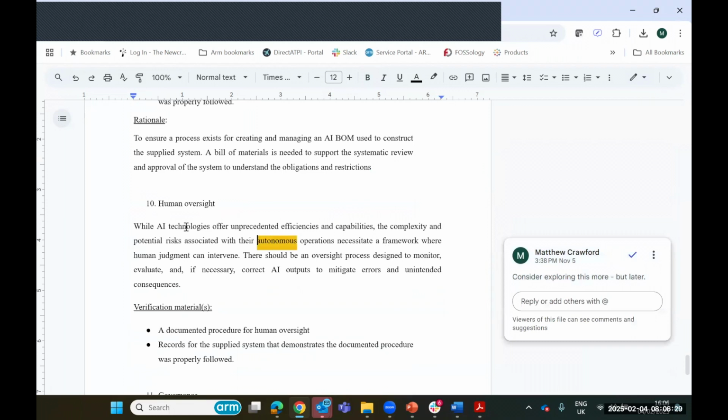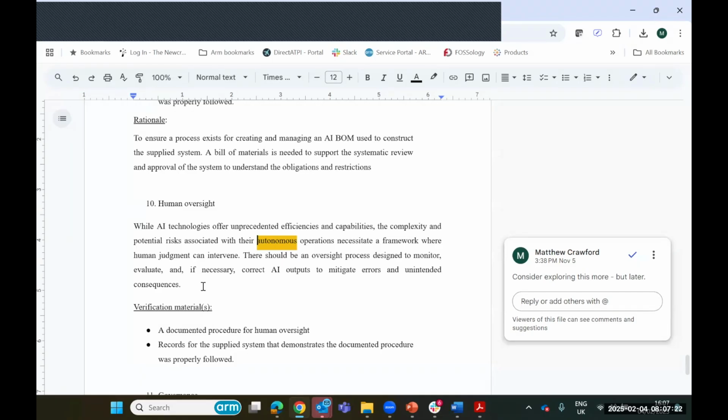Consider exploring this more. While AI technologies offer unprecedented efficiencies and capability, the complexity and potential risks associated with their autonomous operations necessitate a framework where human judgment can intervene. There should be an oversight process designed to monitor, evaluate, and if necessary, correct AI outputs to mitigate errors or unintended consequences. Now, this might simply be in an AI policy: you need a human to review the output. But again, with human oversight and transparency, these were topics to deal with later. But we are now later, so any further comments on human oversight?